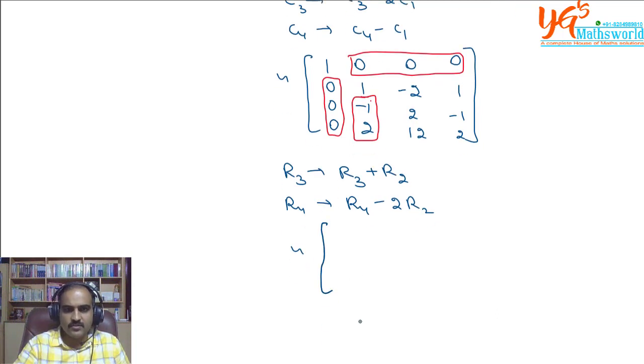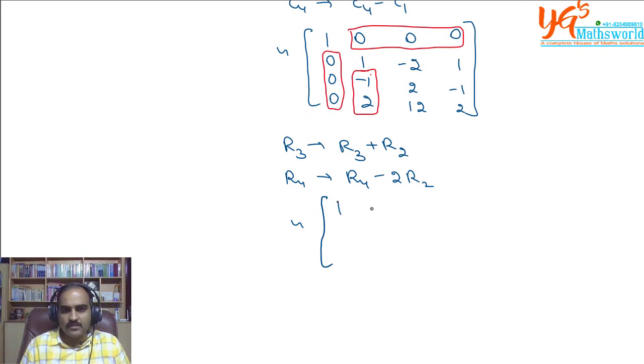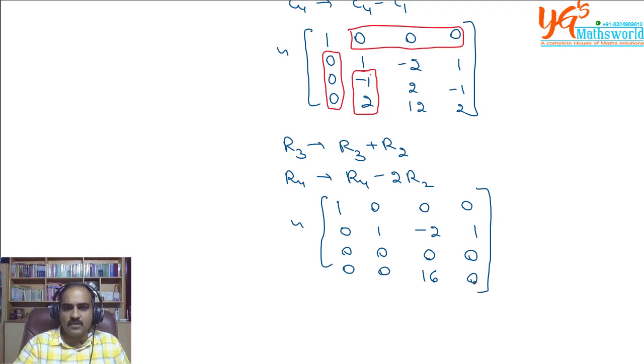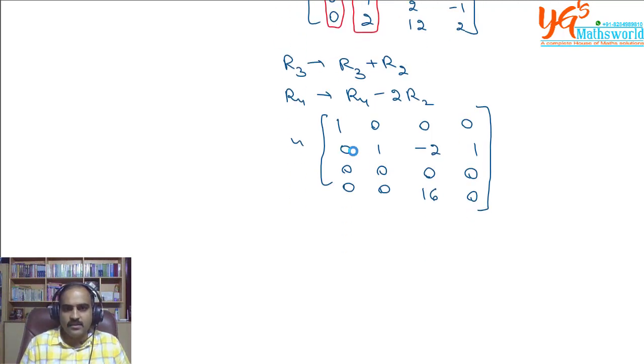So the matrix reduces to the values 1, 0, 0 and 0, 0, 1, minus 2, 1, 0, no, minus 1 plus 1, 0, 2 plus minus 2, 0, minus 1 plus 1, 0. Now 0 plus 0 minus 2 times 0, 0, 2 minus 2, 0, 12 plus 4, so it will be 16, 2 minus 2, 0. Okay, so till this step I have received these two terms as 0.